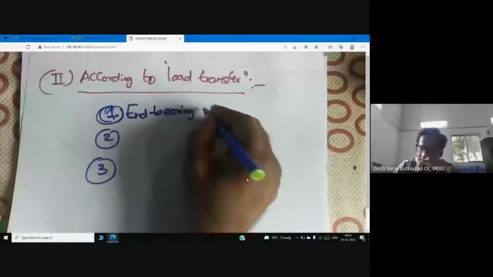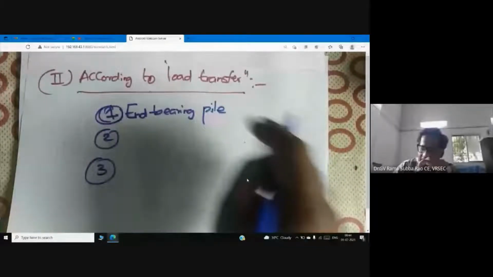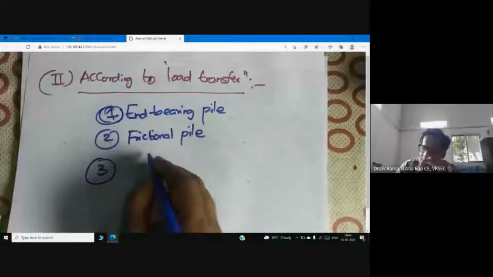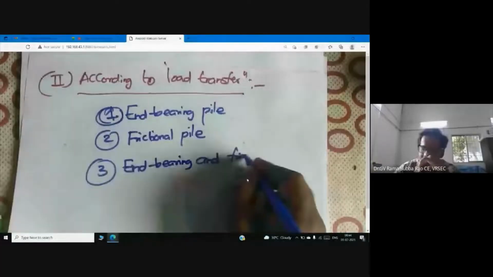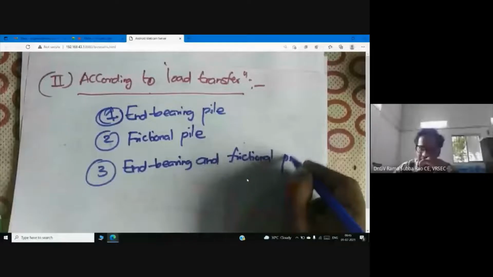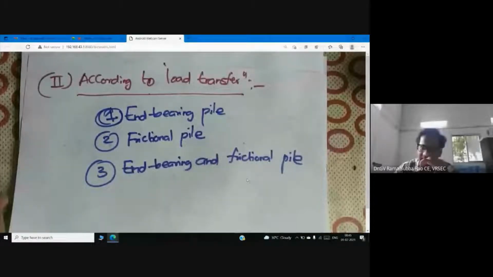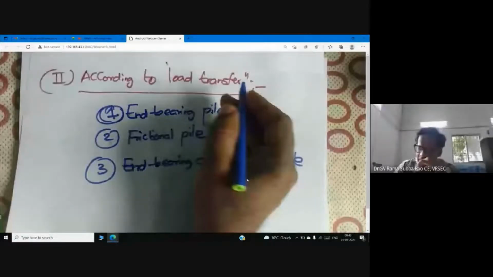Second is the frictional pile. Sometimes we call it an end bearing and frictional pile. So the moment you see this, it is based on load transfer, the way the pile is transferring the load. Let me tell you, here you see I have a ground.